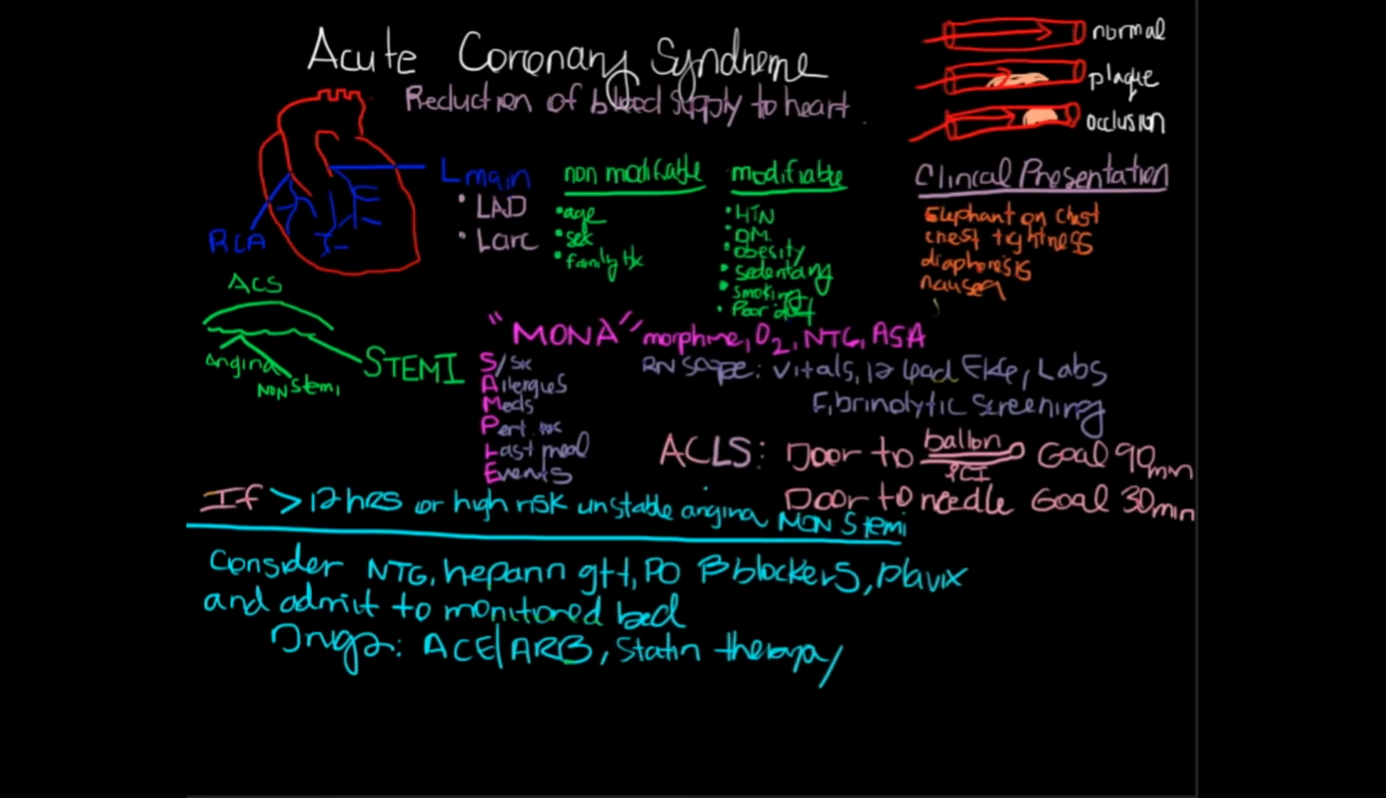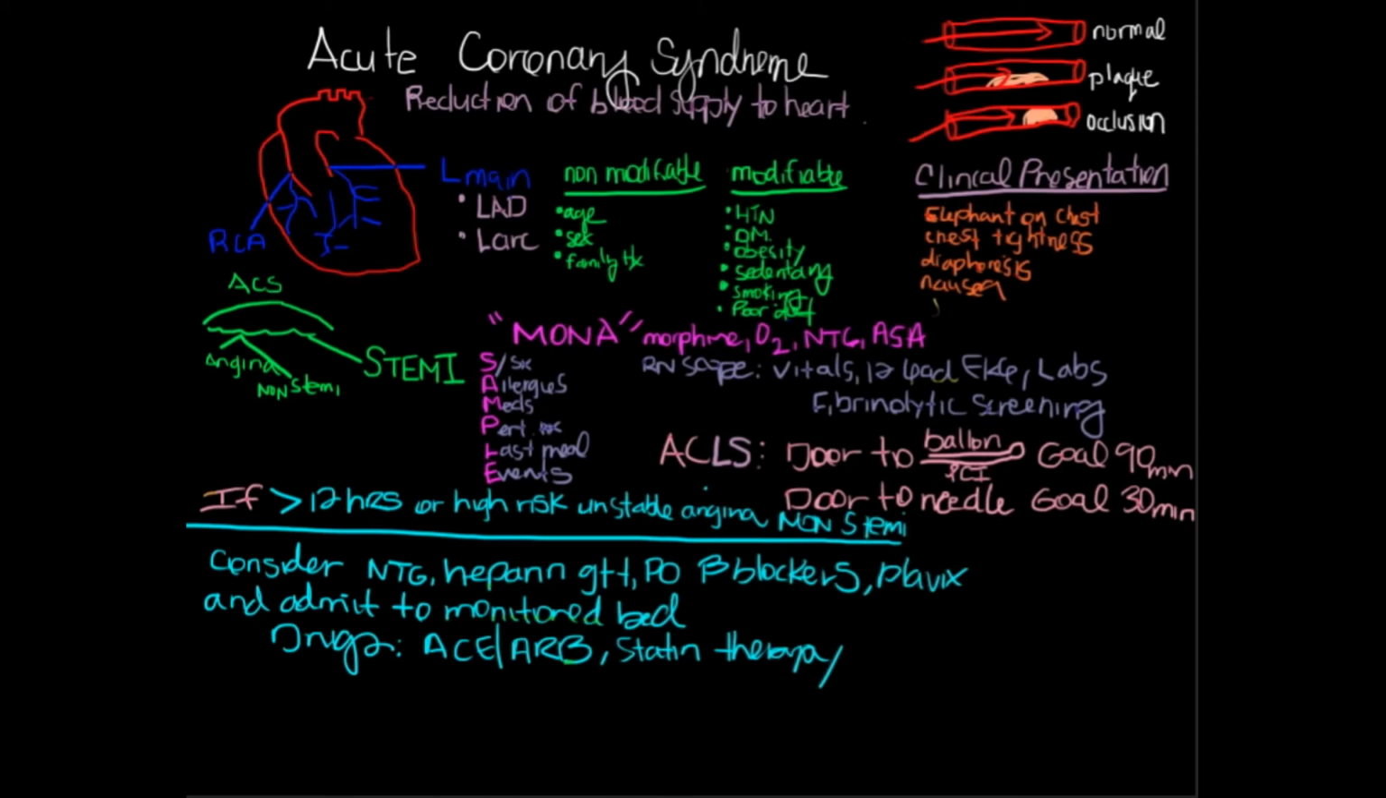Let's get started. So on the top, acute coronary syndrome is kind of like an umbrella term. I use that as a concept because I see it as when there is impediment of blood flow as a result of plaque, it results in a reduction of blood supply to the heart.